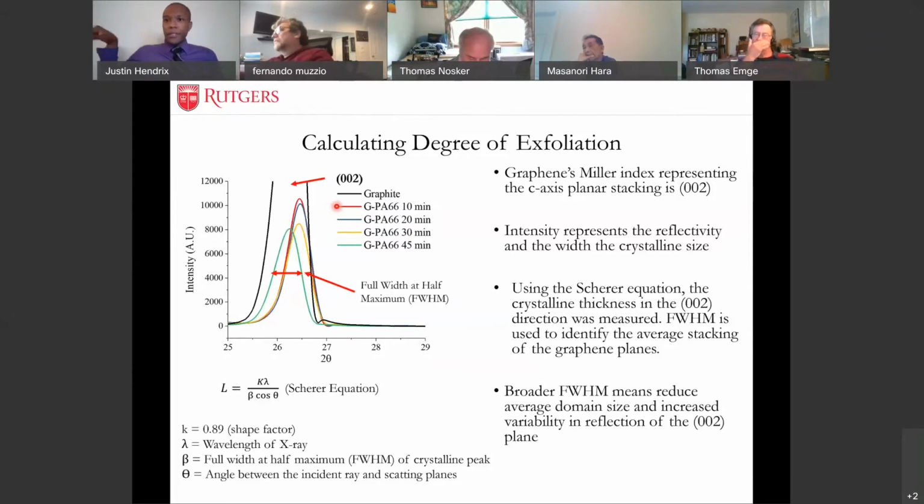So if you look in the literature, everyone is going to look at this 002 plane to say that you're exfoliating. By taking the characteristic of that peak, being the full width at half max, you can see that they have maximum intensity in the width of this. You can use Scherrer's equation to calculate the crystalline thickness of that material, and you can figure out the degree to which you're exfoliating.